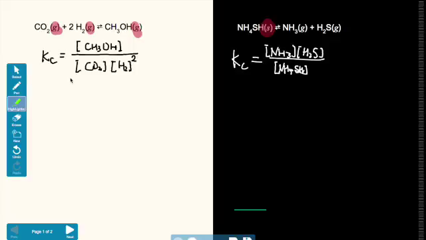However, in the second example, the reactant is a solid, and because the concentration of the solid does not change as the reaction happens, this should not be included in the equilibrium expression. Instead of its concentration, you would just write 1 as the denominator.